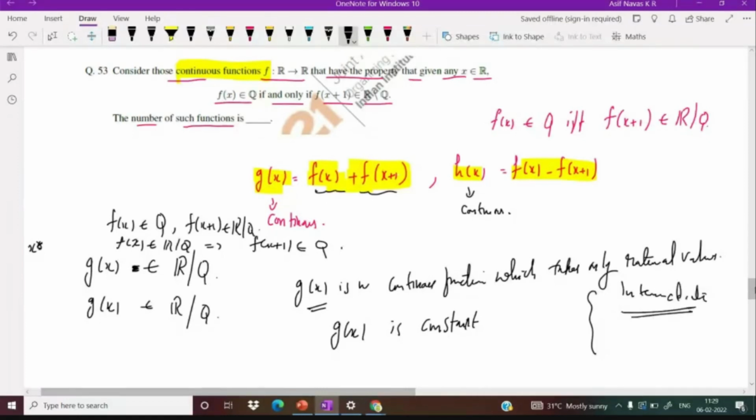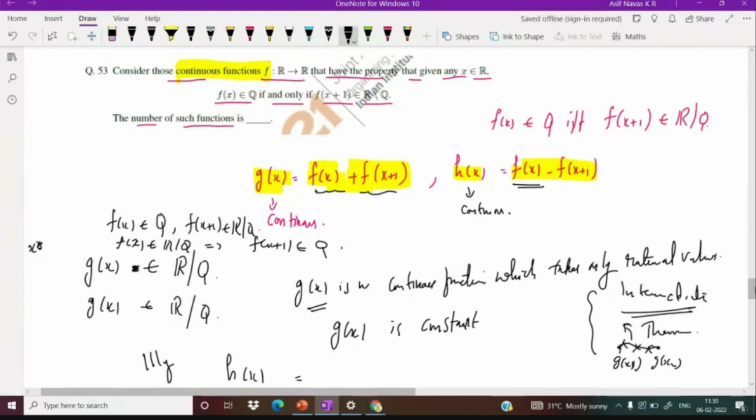I am not explaining that intermediate value theorem here, and you can check that this function is constant. If it is non-constant, g of x1 and g of x2 are there, and in between there are infinitely many rational numbers. So by the intermediate value theorem, g takes a rational number. That's a contradiction. Similarly, you will get h of x is the sum of two irrational functions, or irrational numbers. The sum of two continuous functions is continuous.